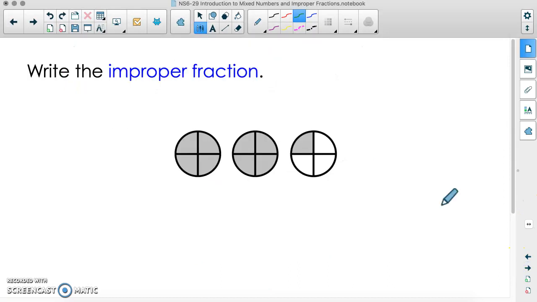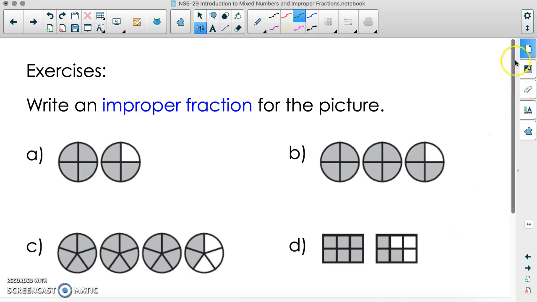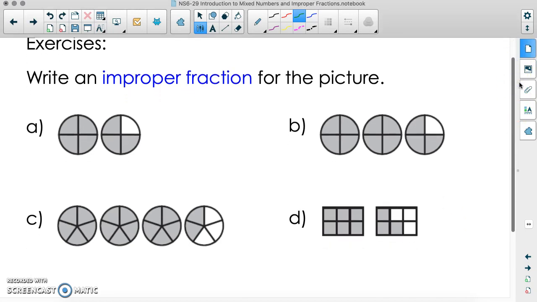Now, if I give you these pies here, how many pieces are shaded? Well, we have 2 full pies that would give us 8 pieces, and then another piece here. So we have 9 pieces shaded all together. And how many pieces are in a whole pizza? There are 4 pieces in each pizza. This is always going to be the denominator, the number that the wholes are equally divided into. So the improper fraction for this picture would be 9 fourths, because there are 9 shaded pieces and each pizza is divided into 4. On your whiteboards, I would like you to write the improper fraction for these 4 pictures. When you're done, you're going to resume your screencast.